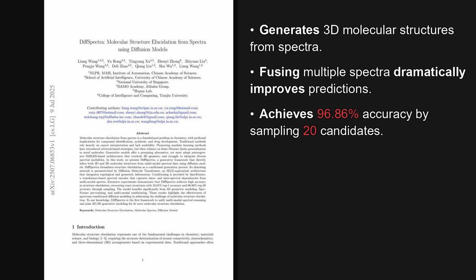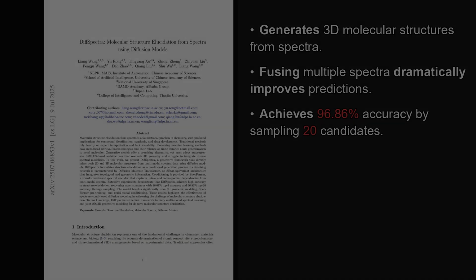I'm Alex, and today we're looking at a paper from the Hugging Face trending list, published on July 9th, 2025, just 2 days ago. This paper introduces a new framework that can identify the correct molecular structure from its light signature, almost 97% of the time, if it gets 20 guesses. The paper is titled DiffSpectra, Molecular Structure Elucidation from Spectra Using Diffusion Models. And as we'll see, the way it combines different data types is key to its success. It tackles the challenge of figuring out a molecule's 3D shape using a diffusion model.